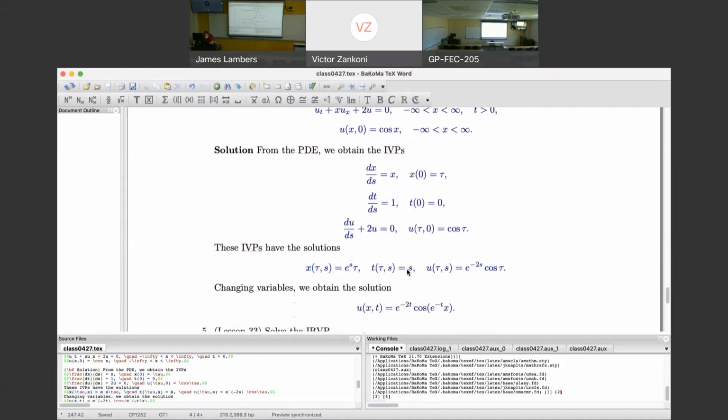Well, s is t, so that helps. And then you can use this equation to solve for tau as a function of x and t. So you use this first, use this in here, rearrange this to isolate tau, then you get your formula for tau, plug it in here. And that's where this comes from. And now you're done.